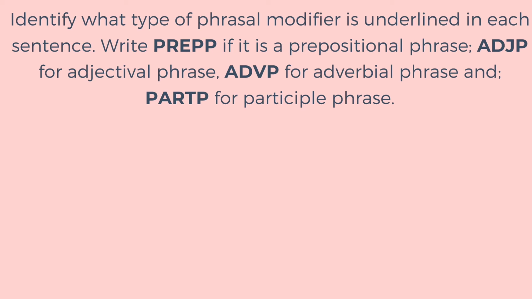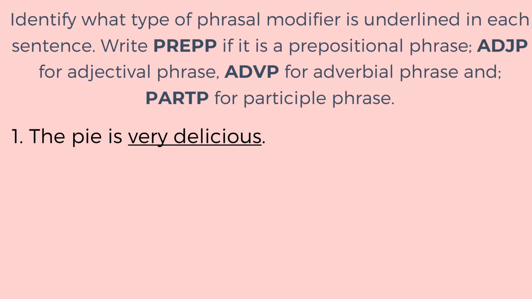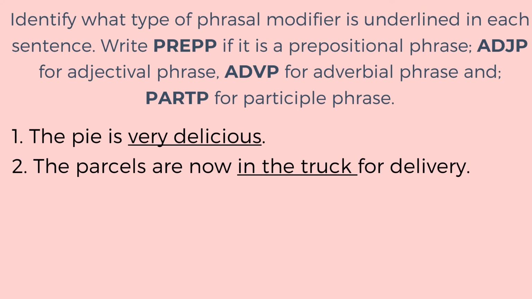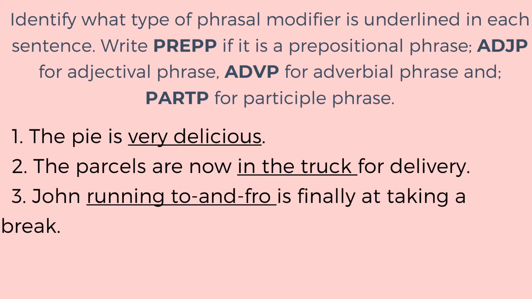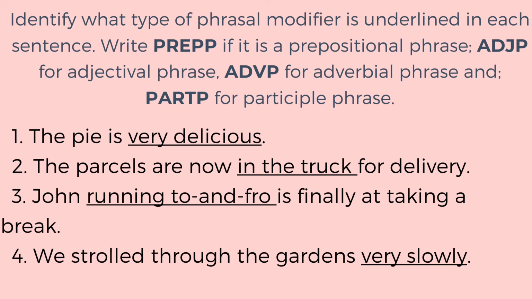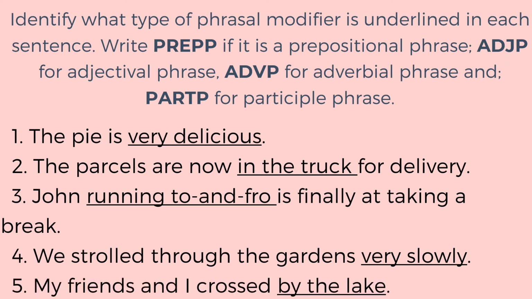Let's begin. Number 1, the pie is very delicious. Number 2, the parcels are now in the truck for delivery. What do you think is the answer? For number 3, John, running to and fro, is finally taking a break. For number 4, we strolled through the gardens very slowly. And for number 5, my friends and I crossed by the lake.